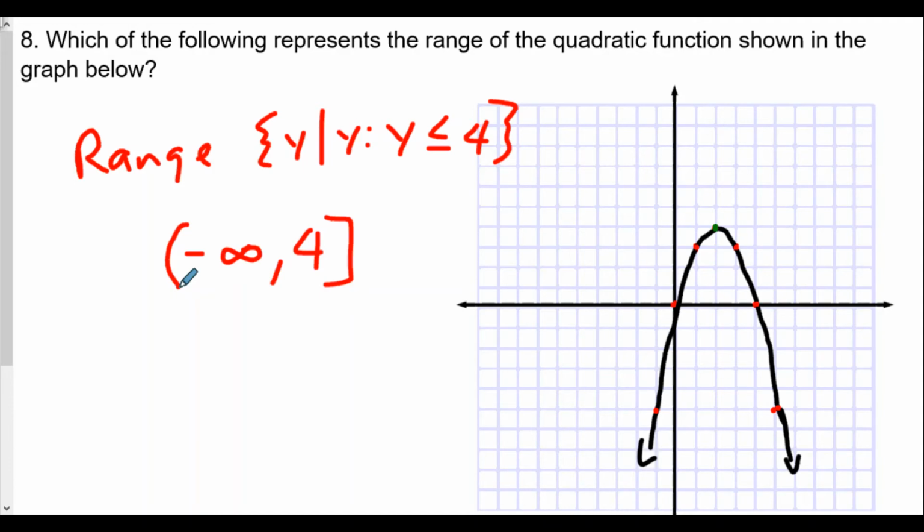So there are two ways to write this. The first is in inequality notation, y is less than or equal to 4, or in interval notation, open bracket negative infinity, comma 4, close bracket.